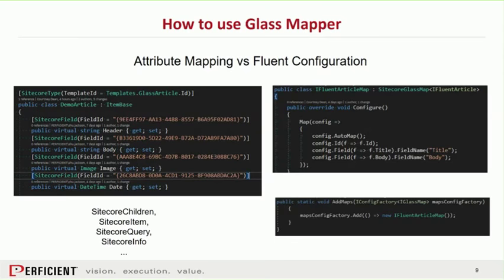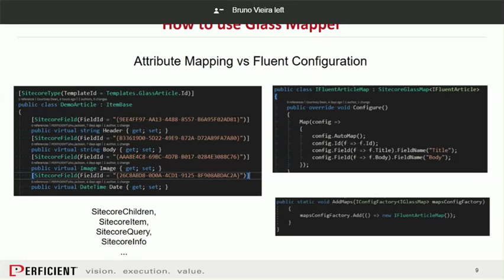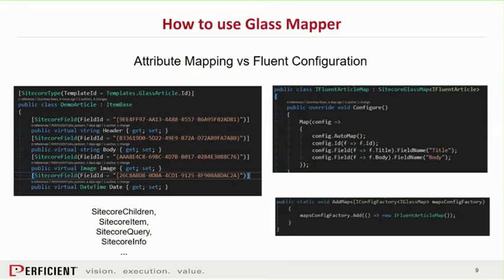So after you install GlassMapper, how do you use it? Well, you use it if you are working with MVC, which you should be. You will have your model classes, or your interfaces. Basically, you want to configure GlassMapper to map your models to the Sitecore data. There are 2 ways to configure mapping in GlassMapper: attribute mapping and fluent configuration.